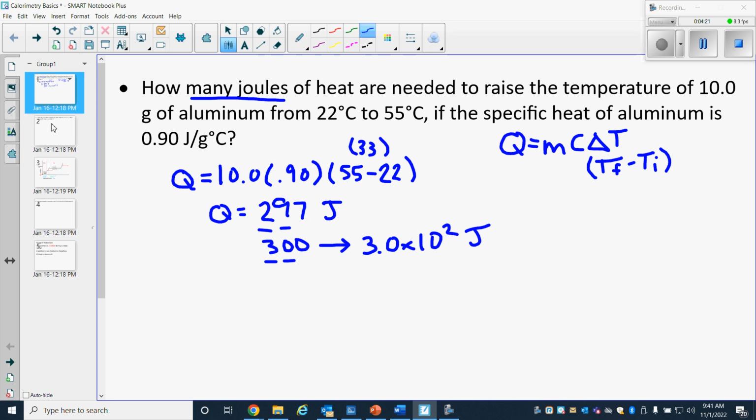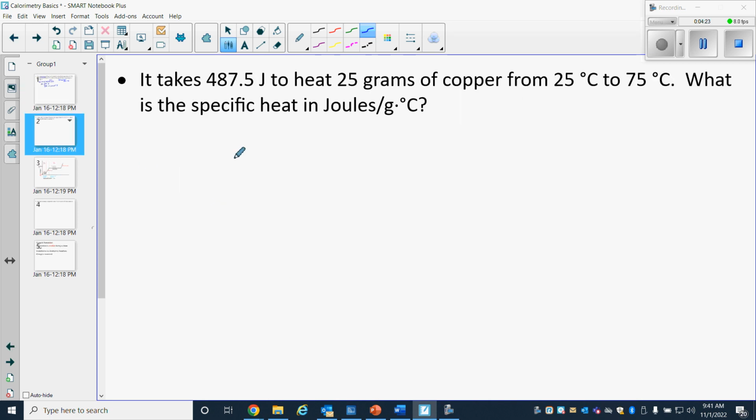Let's look at another example. Here it says it takes 487.5 joules to heat 25 grams of copper from 25 degrees Celsius to 75 degrees Celsius. What is the specific heat in joules per gram degree Celsius? So yet again, we're not changing phases or anything like that. We're still using the Q equals MC delta T.